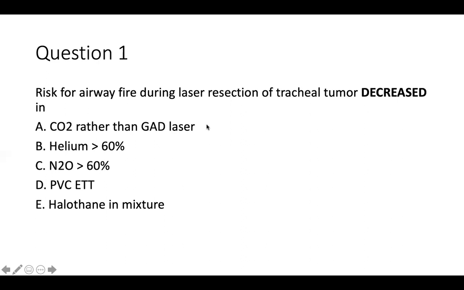CO2 rather than YAG laser, there's not really any difference between the two of those. But the real thing to know here is that, again, helium is a very inert gas. And as a result, if it has a high concentration of it, it's probably the best thing that you could do to decrease the risk of airway fire. So the answer is B.